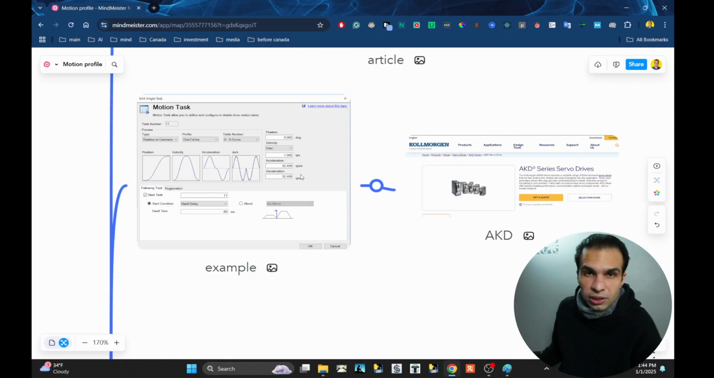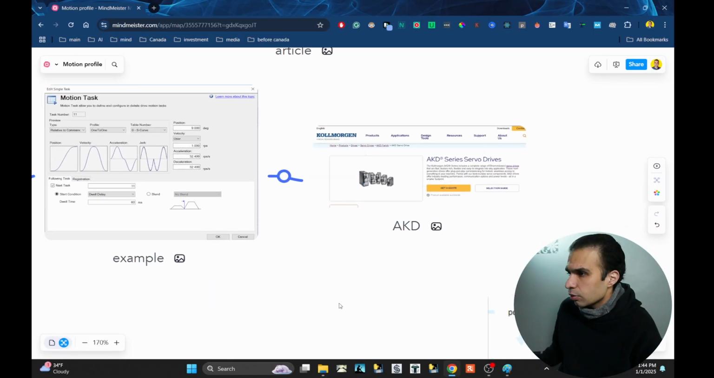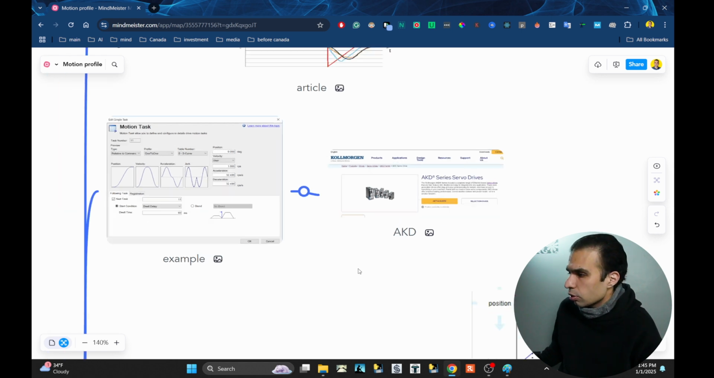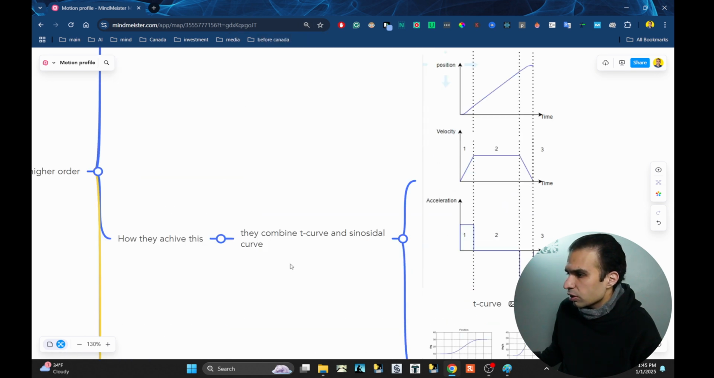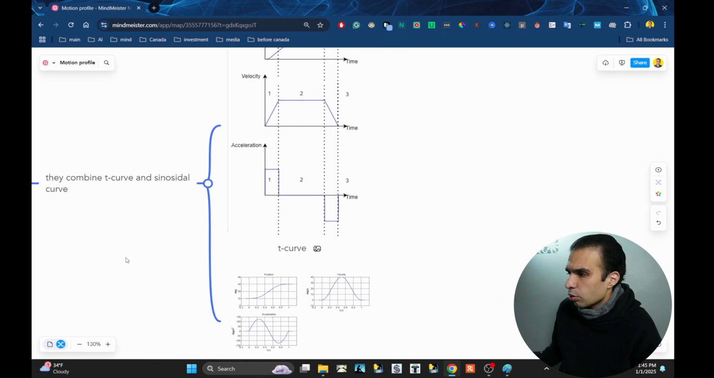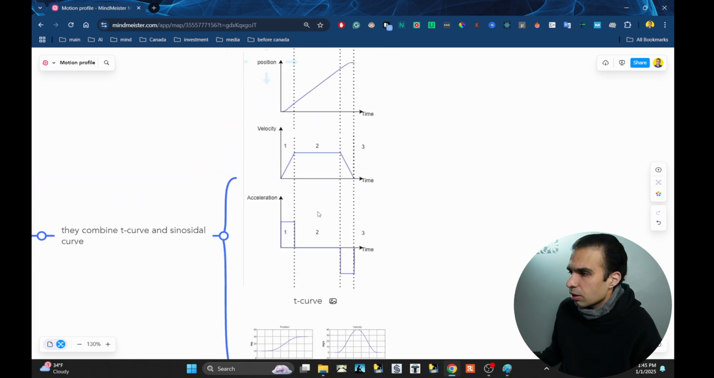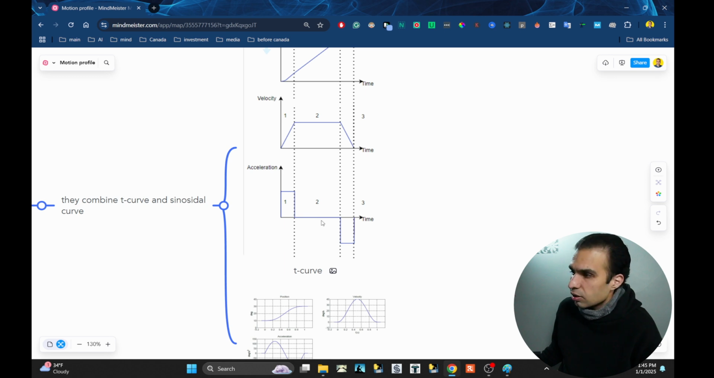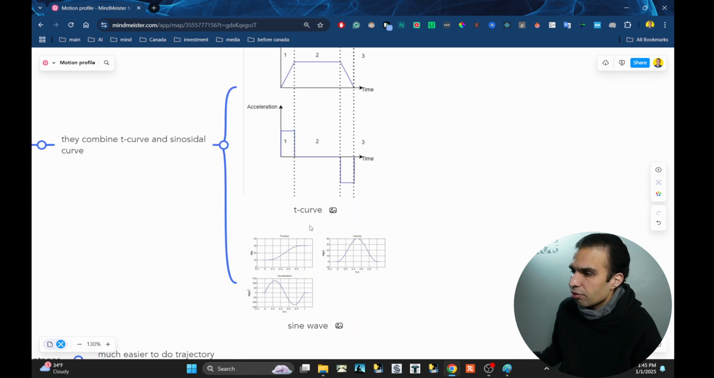The first time I saw this was in the Kollmorgen AKD. These guys have a very good implementation, and if you are looking for a servo drive that comes with this kind of profile, you can buy them. Although I'm not going to share how the formula looks or how to solve the equation, to give you some idea of how it is done, you combine the S-curve and the sinusoid.